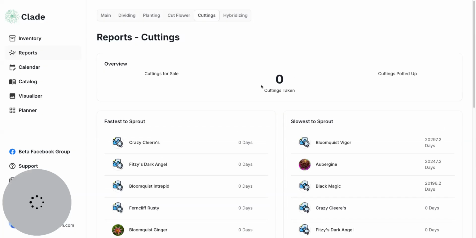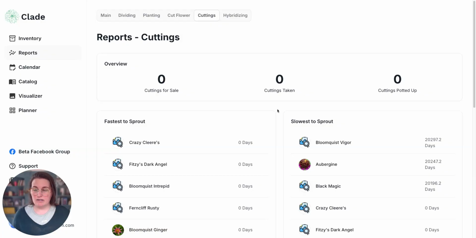Cuttings is really helpful for those who want to track their cutting process. So how many cuttings did you take? How many rounds are you doing? What is the success? I haven't really done any cutting seriously, so you're not going to see data in here. But you can have cuttings that you sell if you do that, or if you're just taking cuttings to pop up, you can look at the viability.